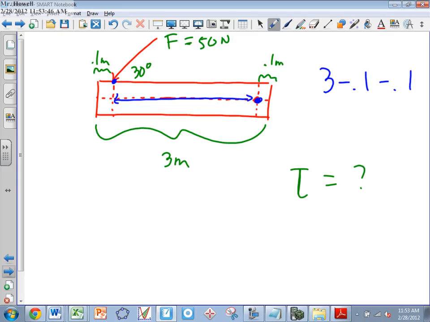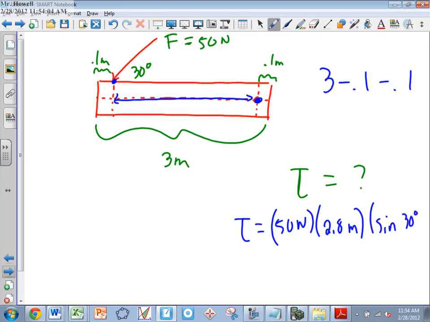What are the units? That's what we're going to talk about in a second. Times one half. Sine of 30, everybody? One half. Half of 50 is 25. I'm trying to do 2.8. It's going to be 1.4 times that. 70. Yes, exactly 70. Very good.